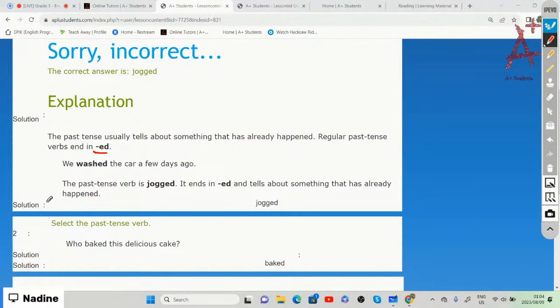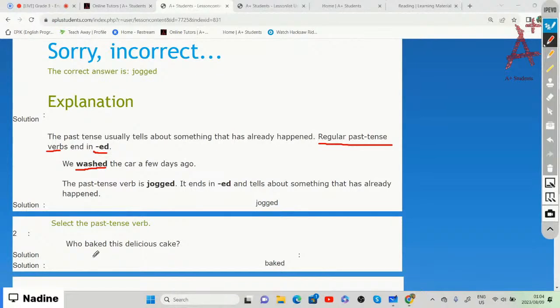So past tense usually tells us about something that has already happened. It happened already. And then regular past tense verbs, they end in ed, right? For example, we washed the car a few days ago, right? So washed. What did you do? Washed. And we end in ed, the car a few days ago.